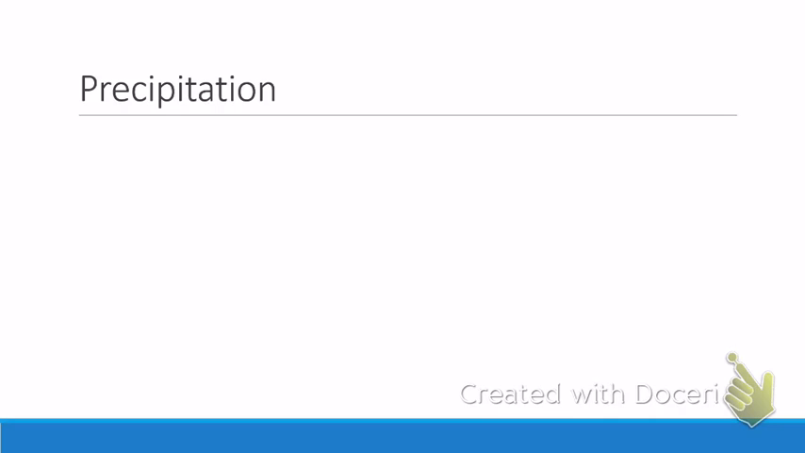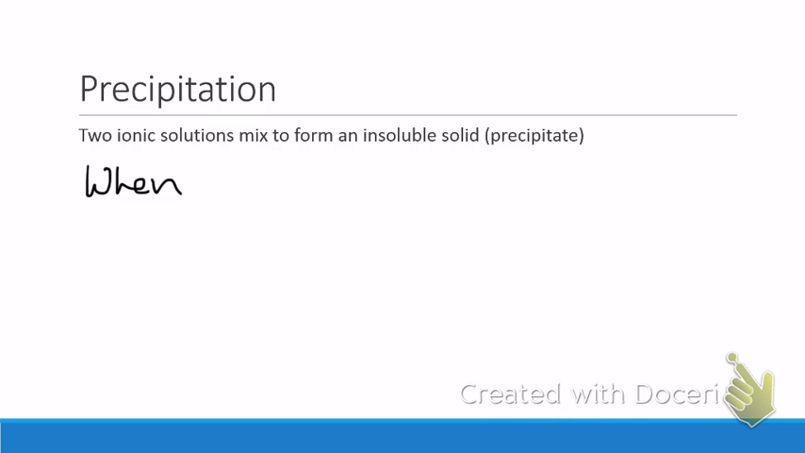So next we're going to look at the opposite of solubility, which is precipitation. Solubility is when we have a solid going to ions. Precipitation is when we have ions going to a solid. So precipitation happens when two ionic solutions mix to form an insoluble solid, which we often call a precipitate. And when will this occur?